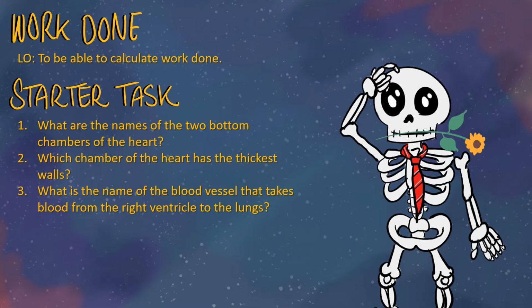Number 3, what is the name of the blood vessel that takes the blood from the right ventricle to the lungs? That is the pulmonary artery. So pulmonary means lungs, so both of the blood vessels that connect to and from the lungs start with pulmonary, and artery means it's taking it away from the heart. So number 3 is pulmonary artery. Give yourself a mark out of 3, please.